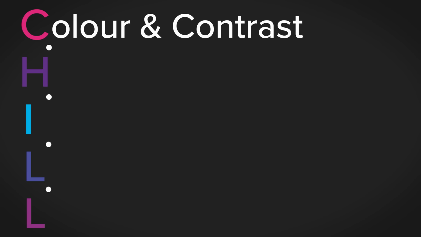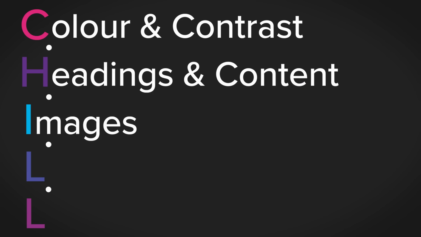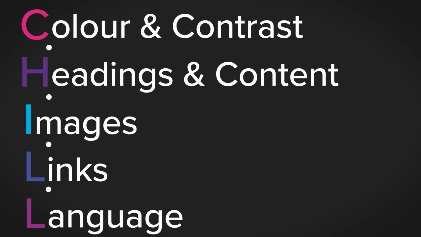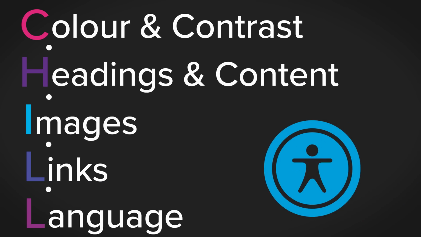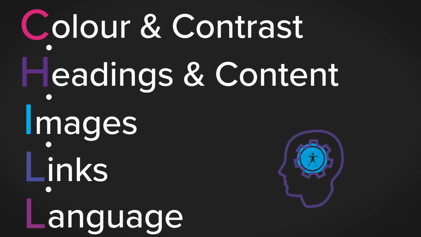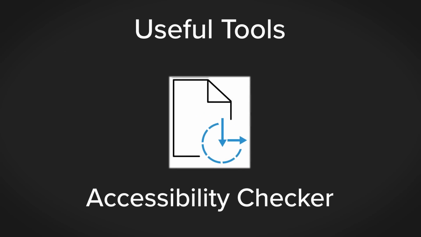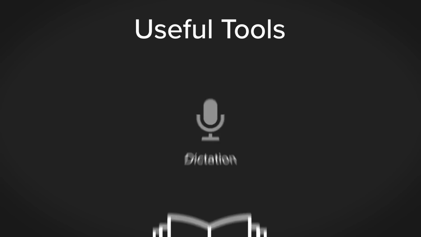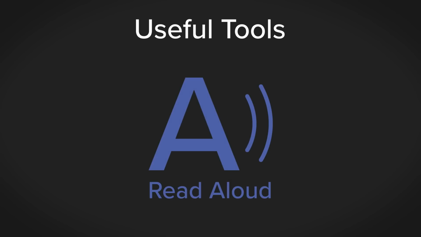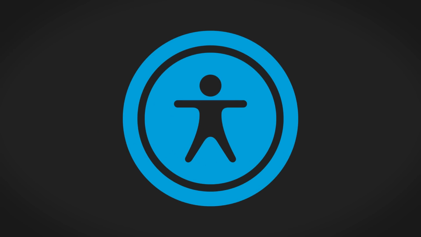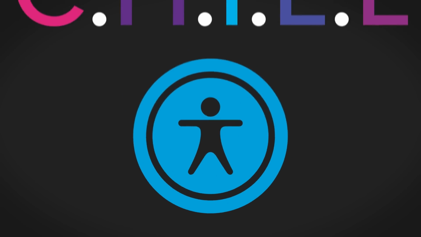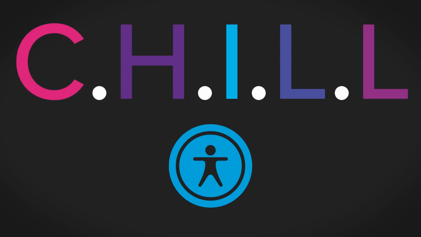And there you have it, CH.I.L.L. Colour and contrast, headings and content, images, links, language. Making your resources accessible means it should be in a format that allows for the students to get the best cognitive experience, promoting independent learning, and there is lots of tools out there to help, like Accessibility Checker, Immersive Reader, Dictation, Read Aloud, and Ease of Access, to name a few. Keep an eye out for the accessibility icon in your software, and remember, when it comes to accessibility, just chill.